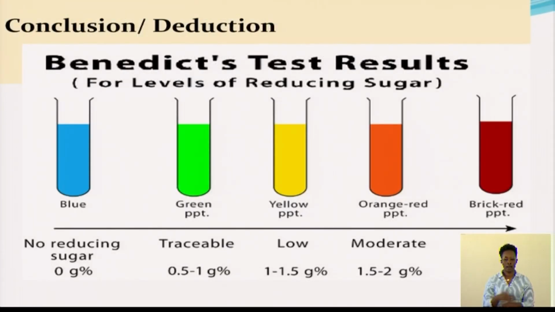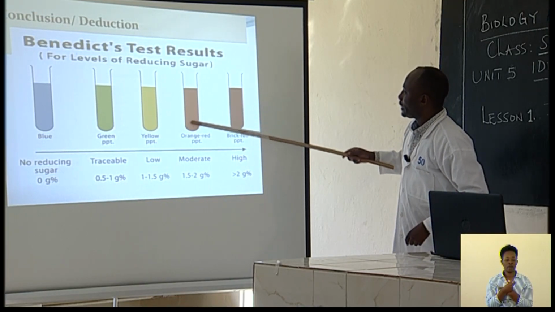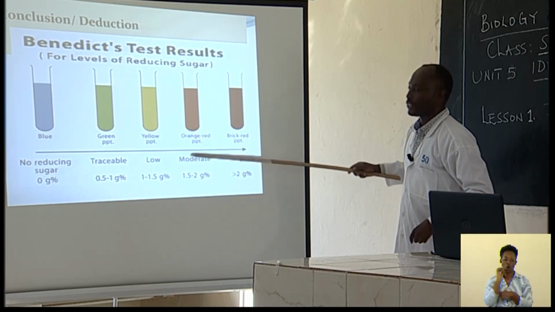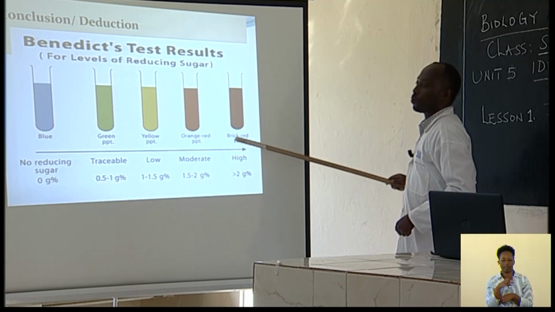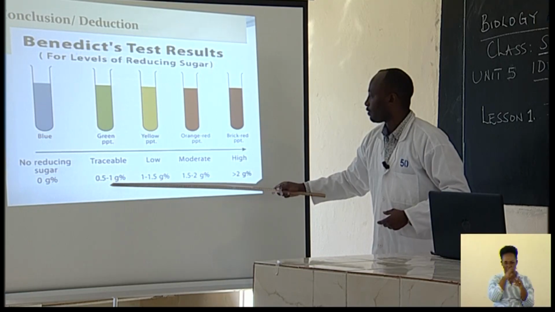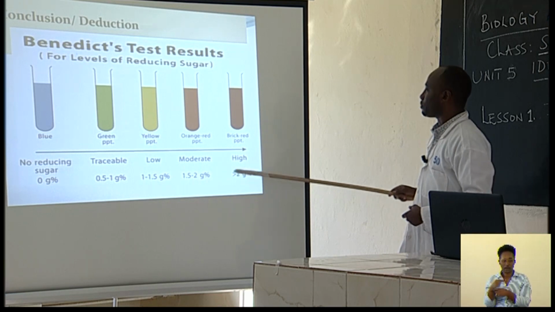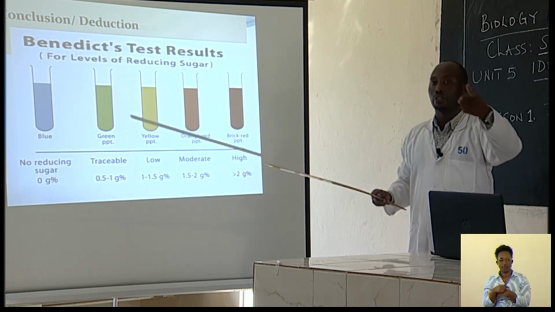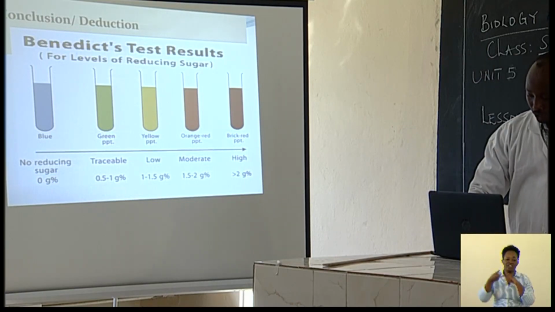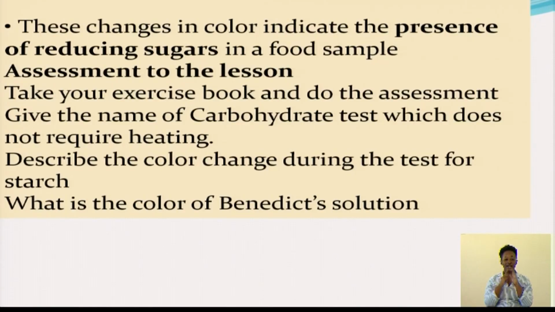Here I have something that can summarize everything. We have blue, which is the Benedict's solution. It changes into green, to yellow, and finally to orange. We call it moderate orange, because it depends on the concentration of glucose. When the concentration of glucose is very low, as you can see, there is zero concentration, 0.5, 1.5, then 2 grams. As you increase the concentration, the color change increases. Quickly, let's go to the deduction. The change in color indicates the presence of reducing sugars in the food.